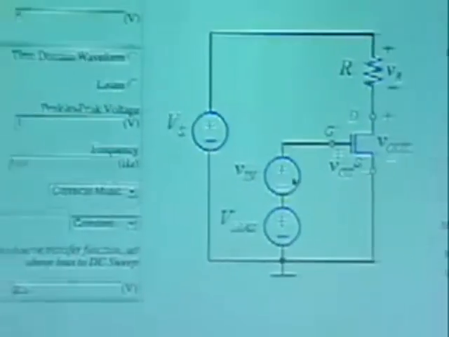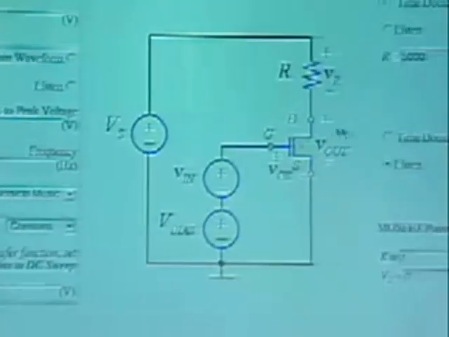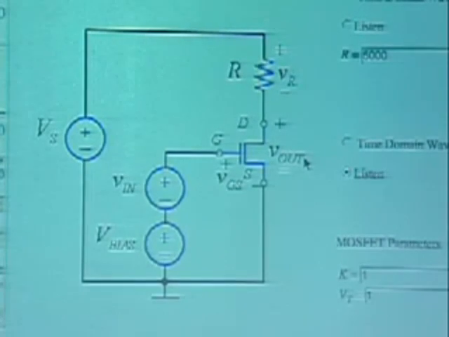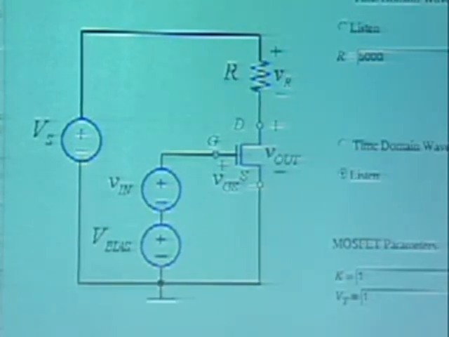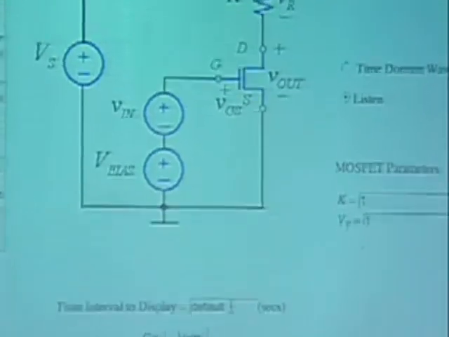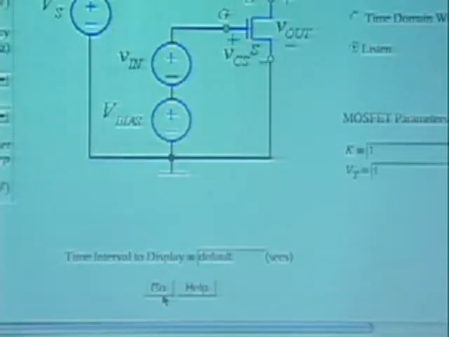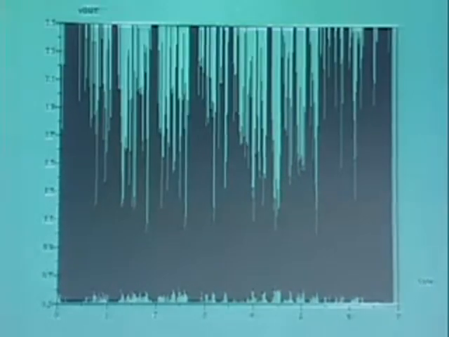So let me start by, just as an example, let's say input classical music. And let us say I would like to listen to the output here. That's the voltage at the drain terminal of the MOSFET. Okay? So for listening, it sets up a default time for you to listen to. So go ahead and do it. Okay, this shows you the time domain waveform of a clip of the music, and then you can listen to it.